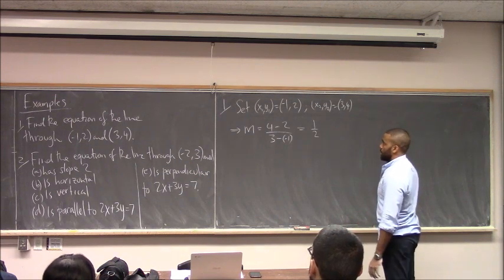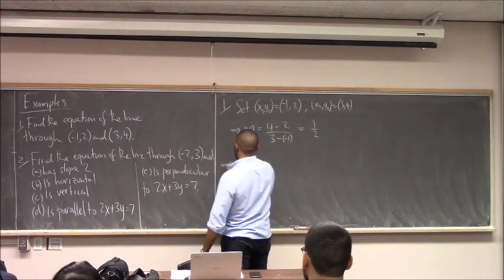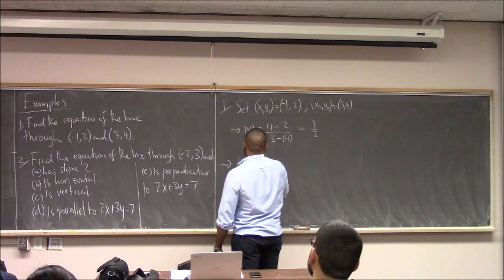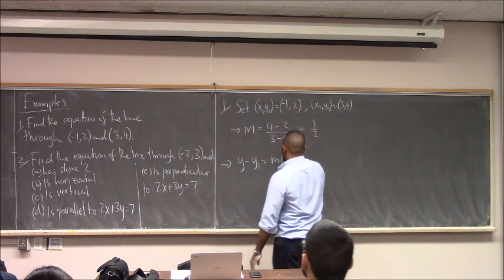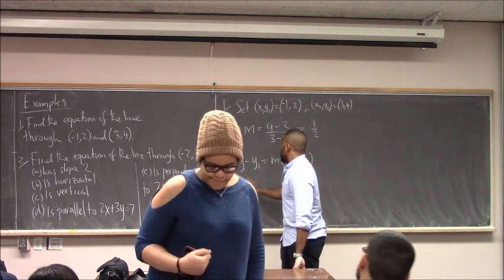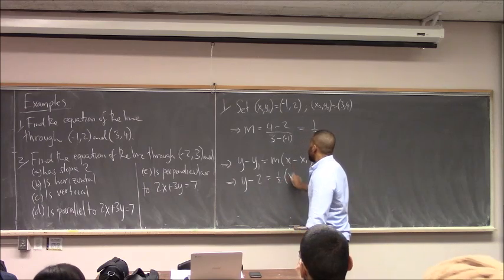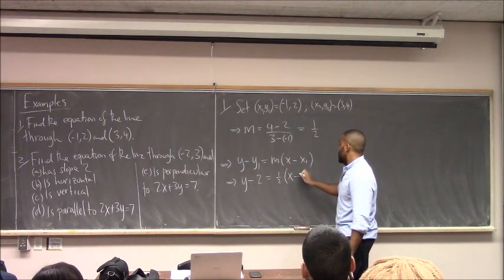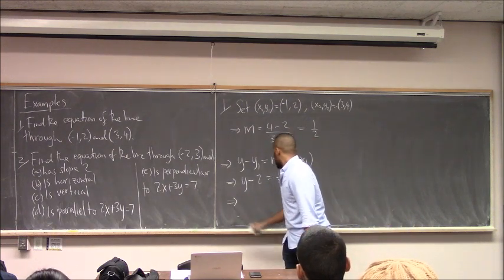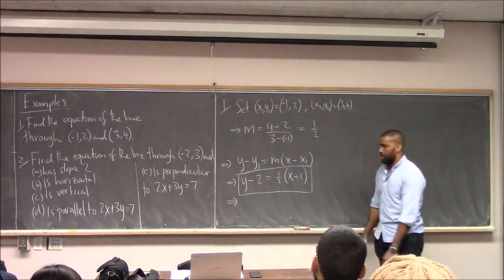And so how do we get to the line now? Put the slope and one of the points into the point-slope form. I like to use the point-slope form. We would get y minus 2 equals m times x minus negative 1, which is fine as far as I'm concerned. You don't have to do anything else at that point.